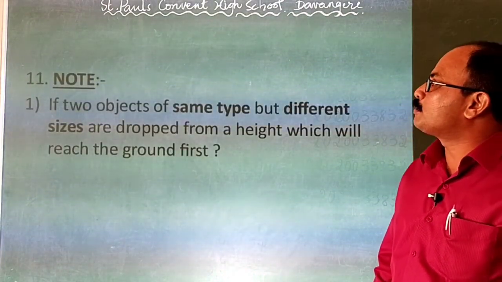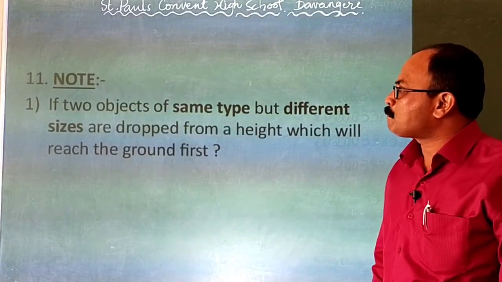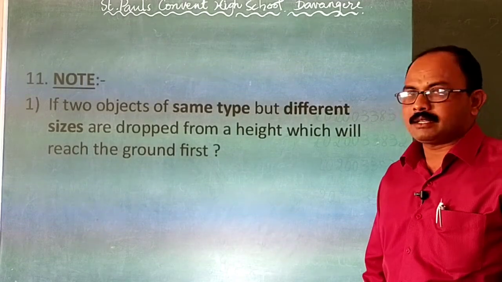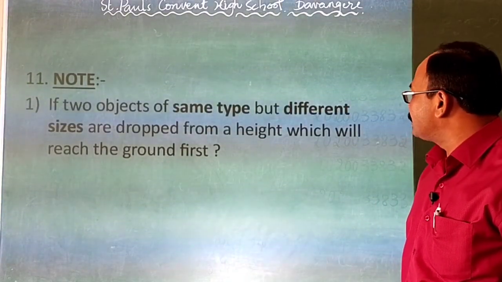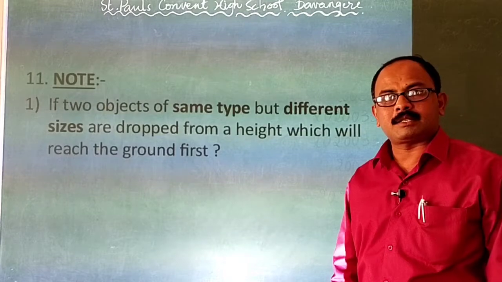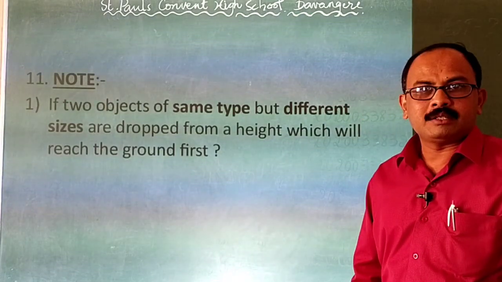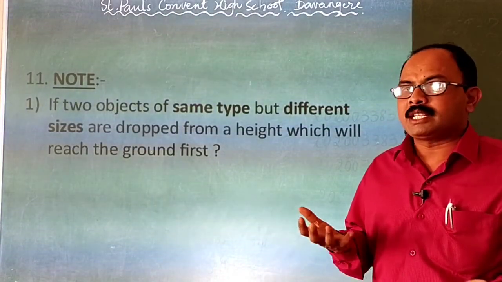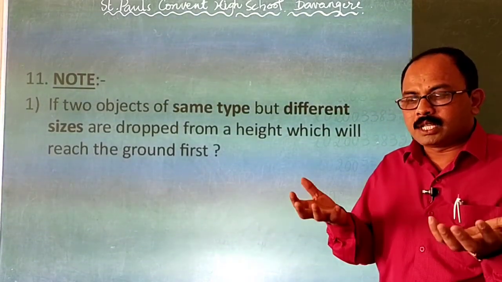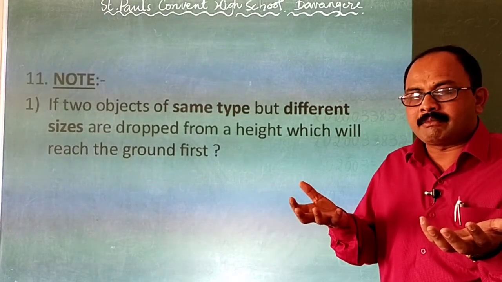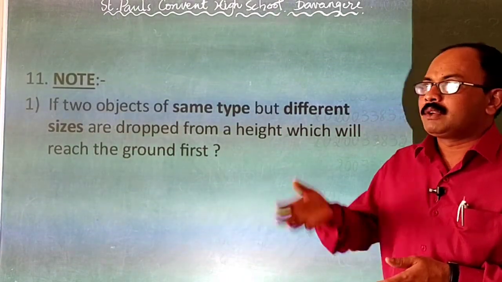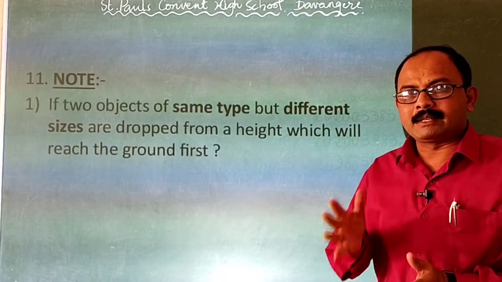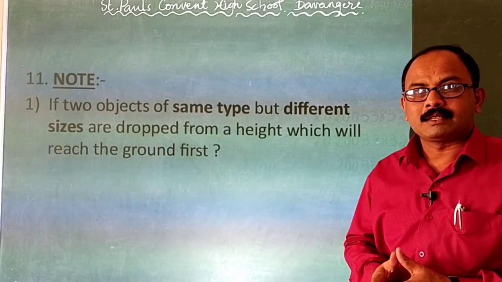What do we need to understand in this? If two objects of the same type but different sizes are dropped from a height, which will reach the ground first? You have taken two stones of the same type, one bigger, one smaller. Both stones are dropped from the same height, about 500 meters above the earth. Which stone will hit the ground first? Think, children.